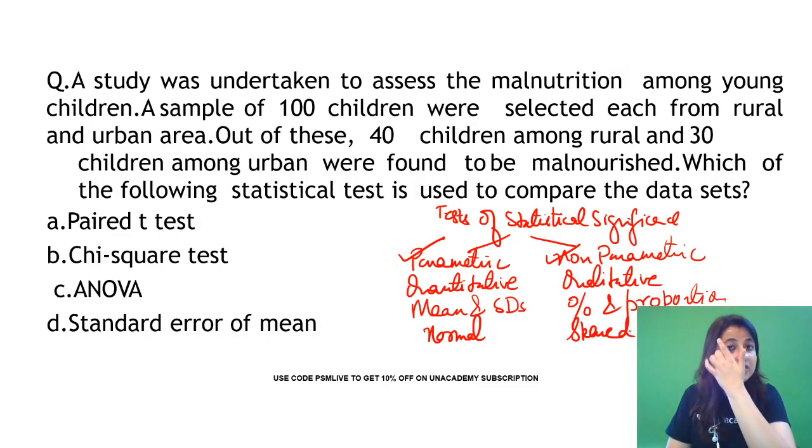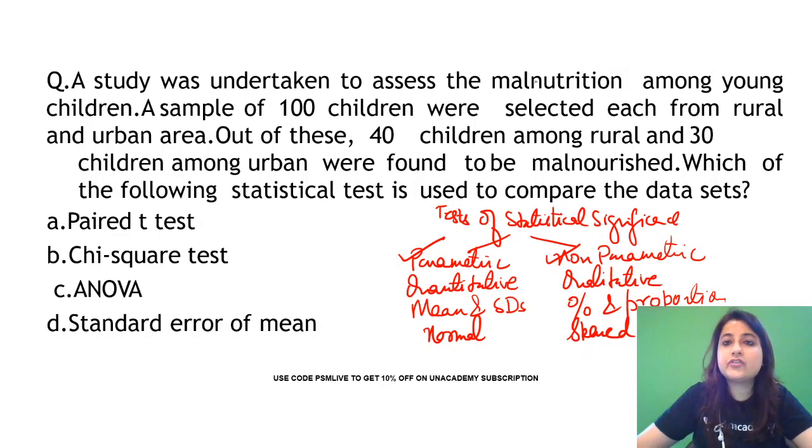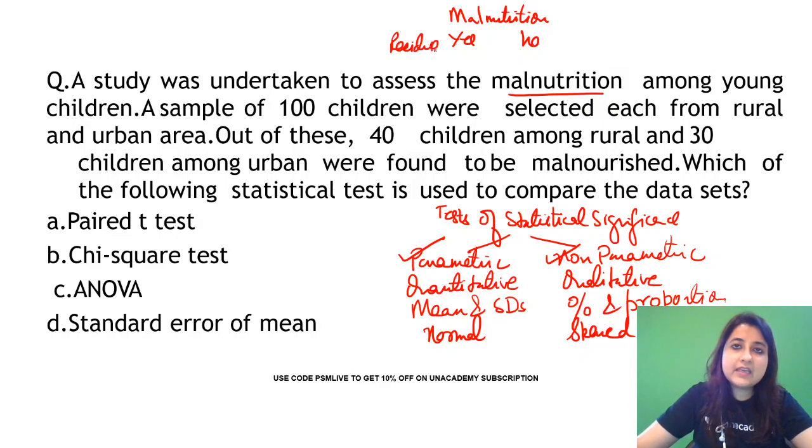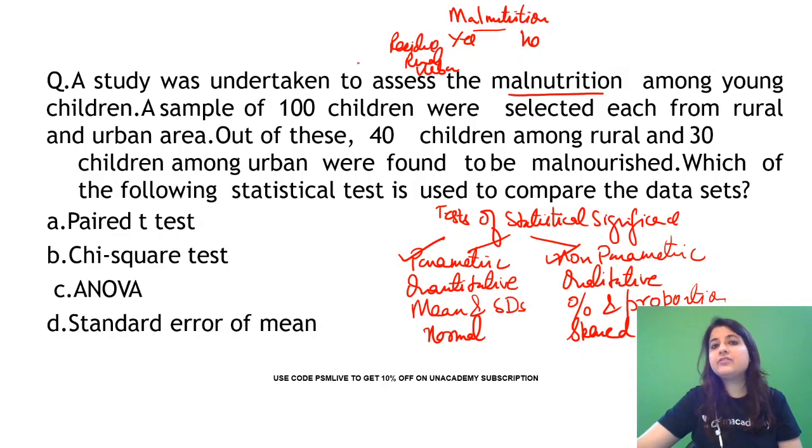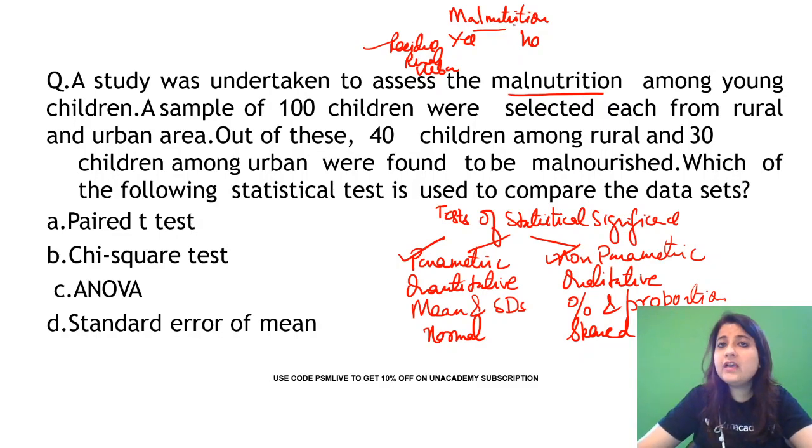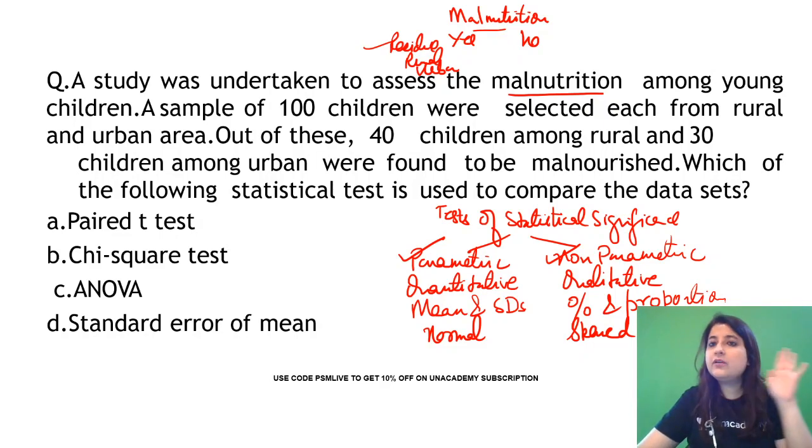So here, read this question. A study was undertaken to assess malnutrition. Is malnutrition a quantitative or qualitative variable? It's a qualitative variable. Like here I will write malnutrition, and here I'm going to write yes and no, and here is my residence. Residence will be rural and urban. So I will be saying malnutrition and residence. Accordingly, these will be qualitative variables. We can talk about the percentage of children who are malnourished based on the residence. So we are comparing qualitative data.